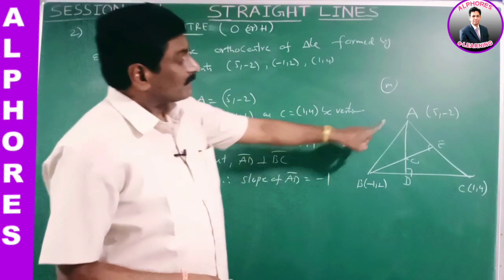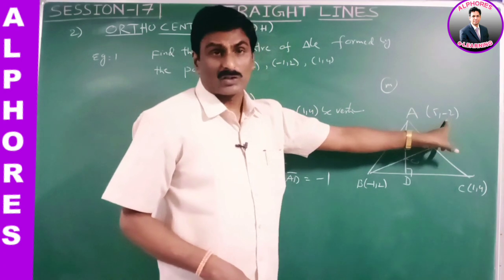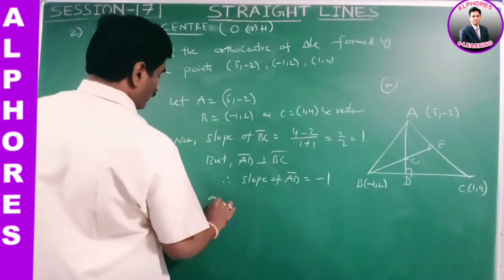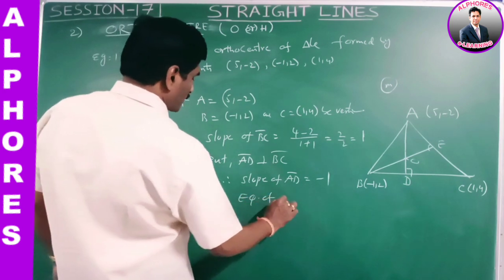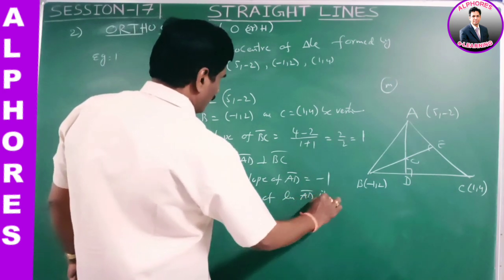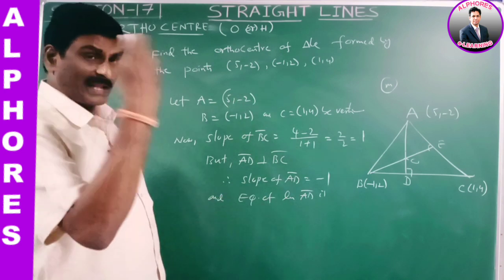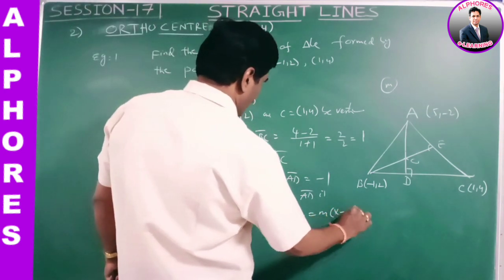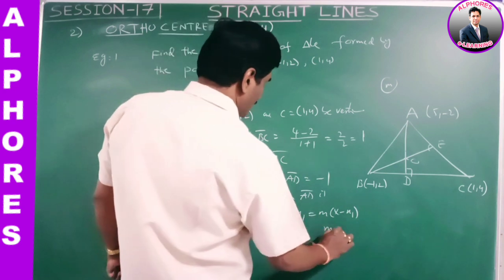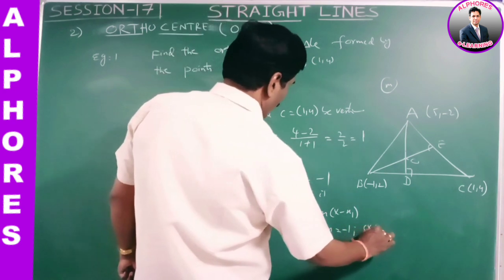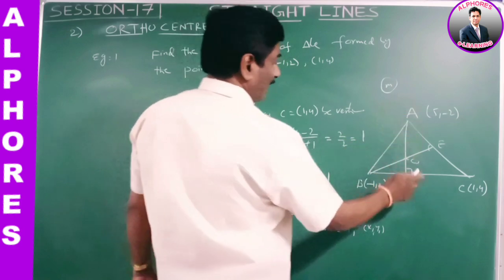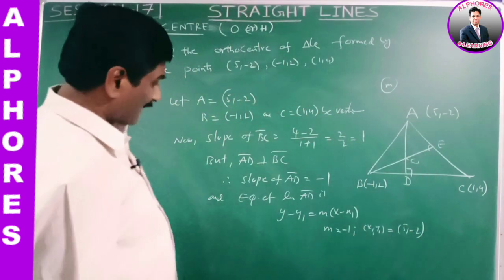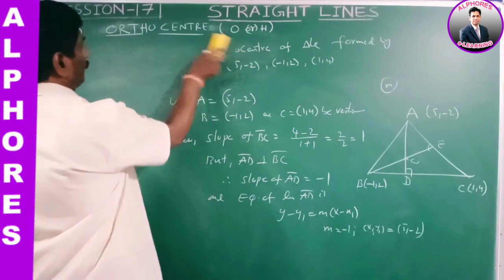The slope is given, and the line AD must pass through a point, so we find the equation of the line AD. The equation of line AD is y minus y1 is equal to m into x minus x1. What is the value of m? m is equal to minus 1. (x1, y1) is one of the points on the line AD, and one of the points is (5, -2). By substituting these values, we get the equation of the line AD.